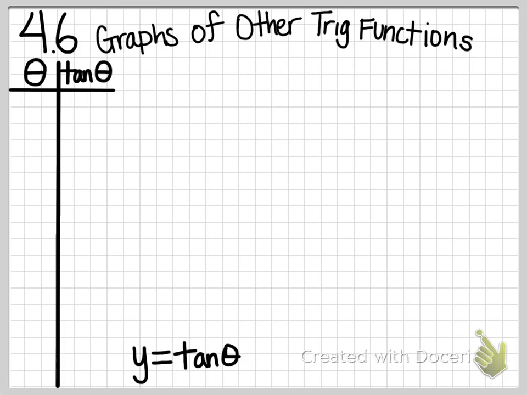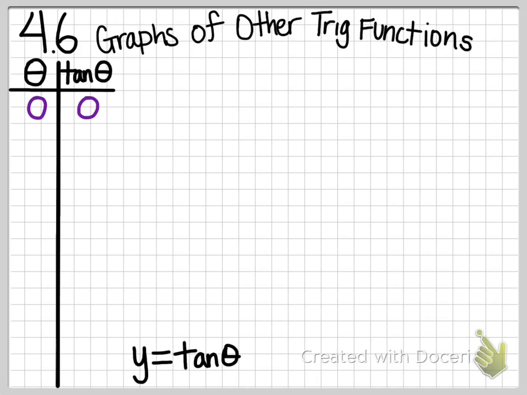So we're going to look at the equation y equals tangent theta. And if you remember on the unit circle, tangent is the same as sine divided by cosine. So if you know all of the values around the unit circle for sine and cosine, then you should know the tangent values as well. So we're going to pick some angle values to plug in and then find out their tangent values, and then we'll plot those points to see what the graph looks like.